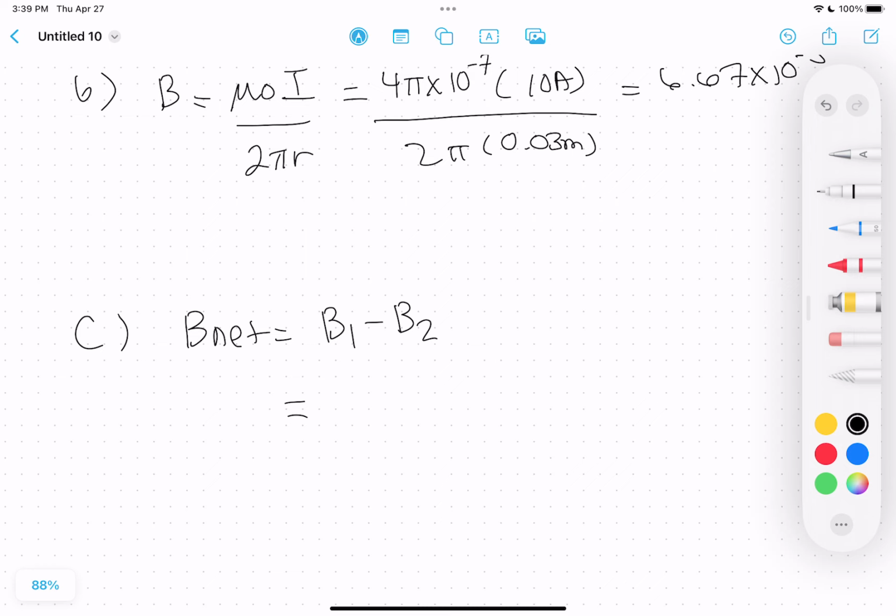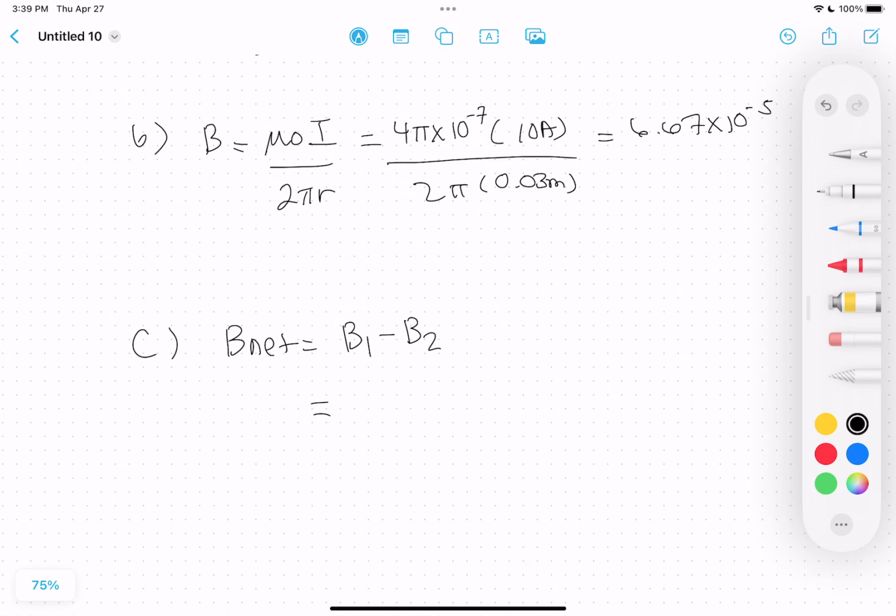Here you can see that your thumb is moving upwards for the current, and then it goes into the page, this side here, right? And then if you do this one, your thumb is to the right, and on that end right here it goes out of the page. See, so into the page positive, out of the page negative. So we just take B1 minus B2.